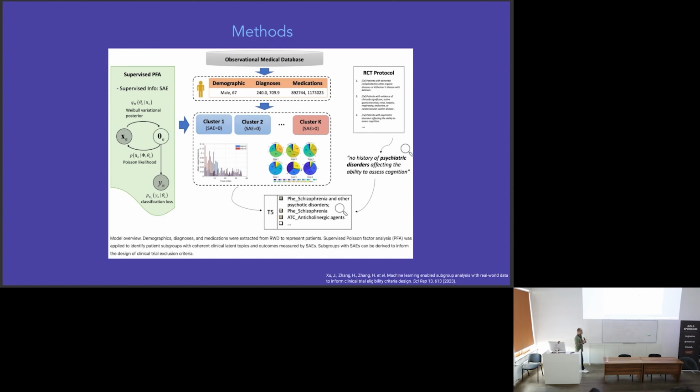What was the study about, what was the research about? We are taking observational data from a database called OneFlorida. They are taking demographic, diagnosis, and medication data, and they are trying to find different clusters of patients that have similar characteristics. Also, to predict which of the clusters will have at least one serious adverse event.